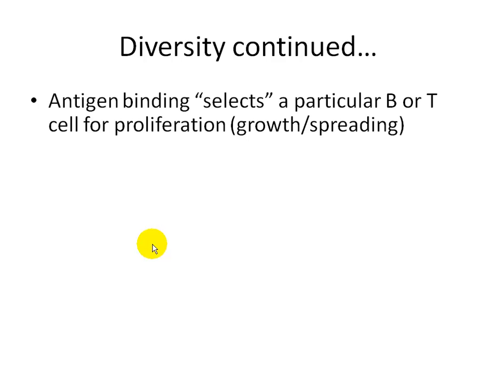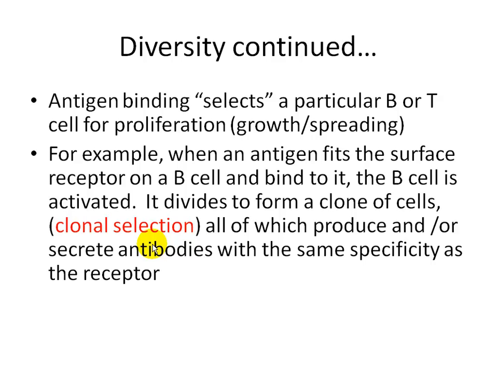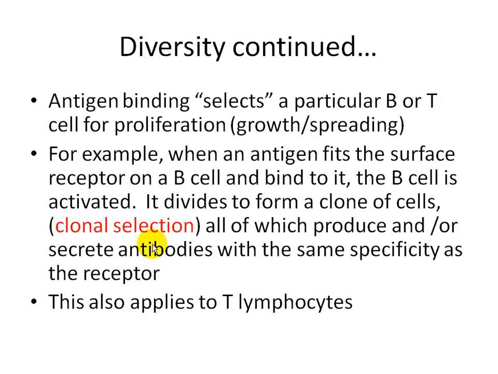Antigen binding will select a particular B or T cell for growth or spreading, called proliferation. For example, when an antigen fits the surface receptor on a B cell and binds to it, the B cell is activated. Then it will divide and form a clone of cells. This is called clonal selection, all of which produce and secrete antibodies with the same specificity as the receptor. This concept also applies to T lymphocytes.